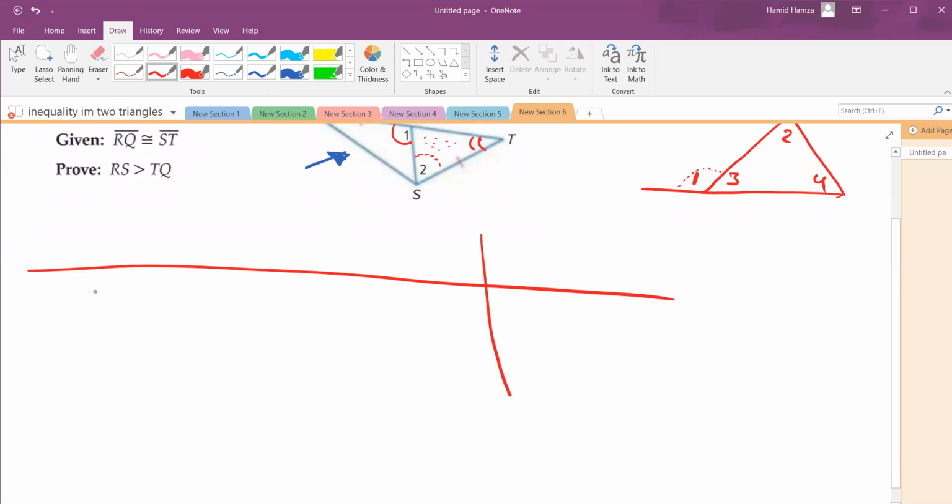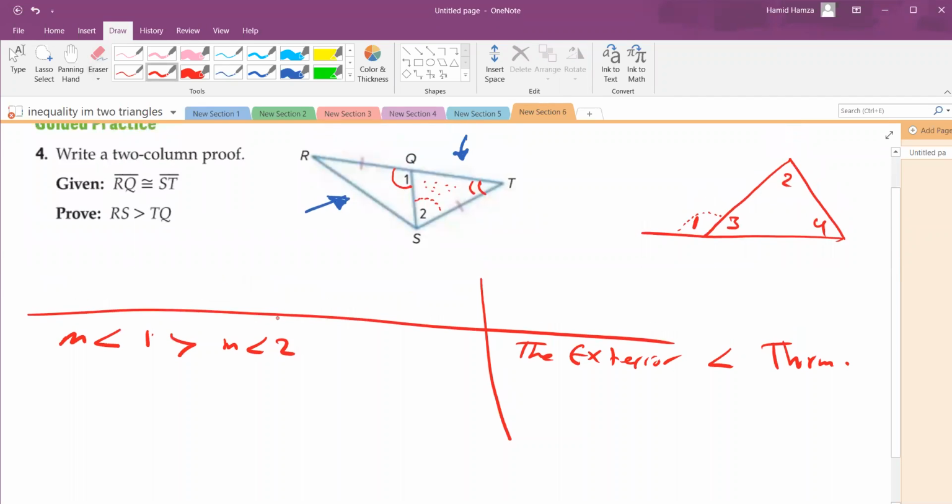So we will write like this. Let's compare directly. So I write measure of angle 1 greater than measure of angle 2. The reason: the exterior angle theorem.